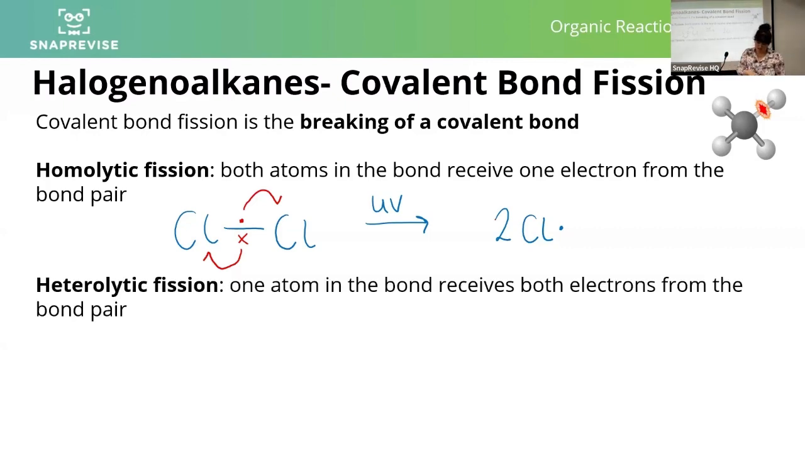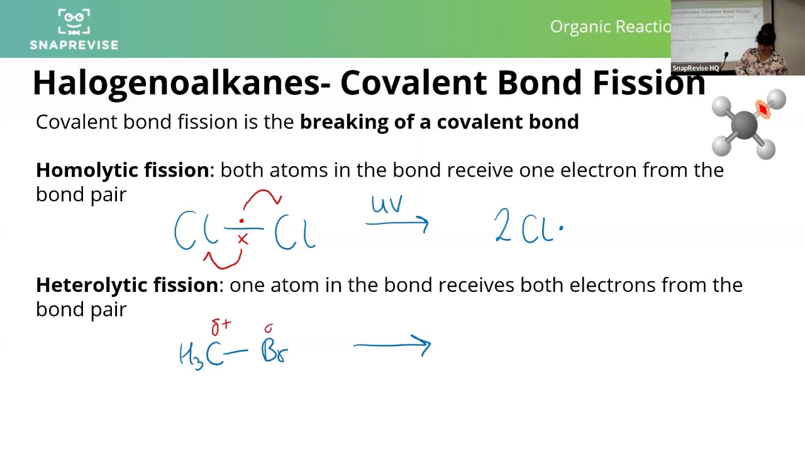That's with homolytic fission. With heterolytic fission, one atom in the bond receives both electrons from the bond pair. This is what we're used to when we talk about bond fission, when we talk about breaking covalent bonds, because usually we're looking at the resulting formation of an ion. So if we've got, let's just do a halogenoalkane.